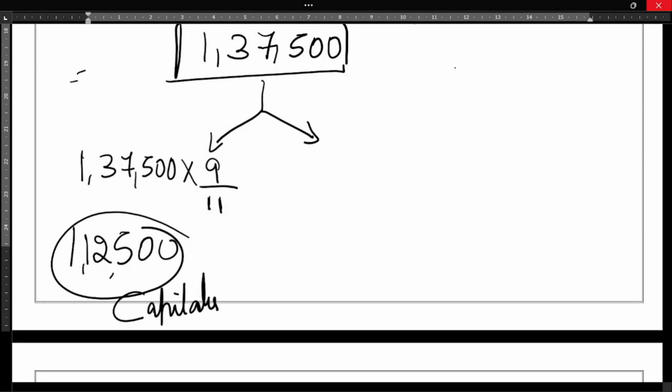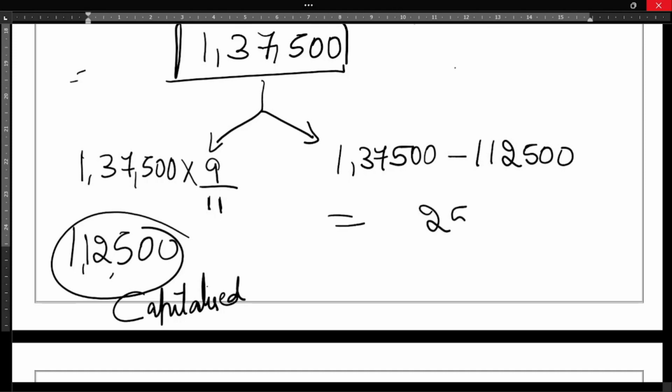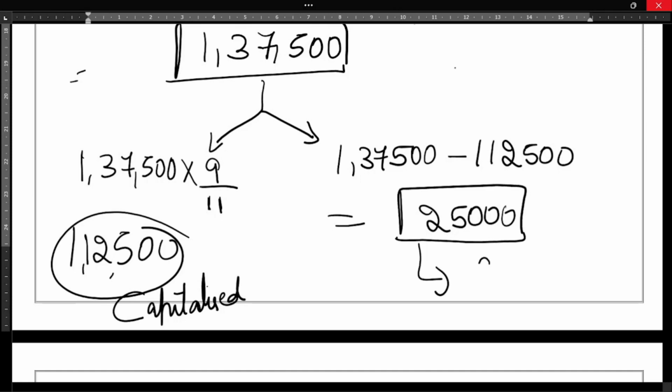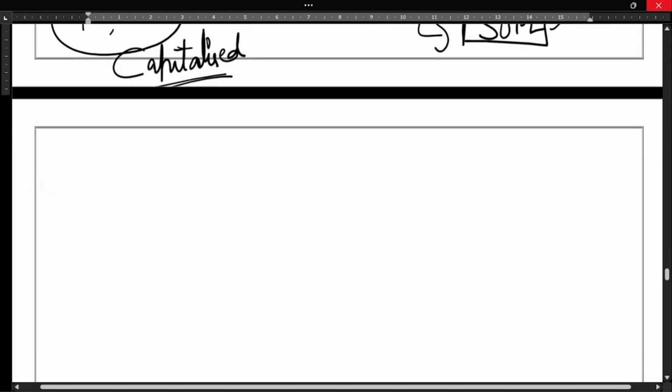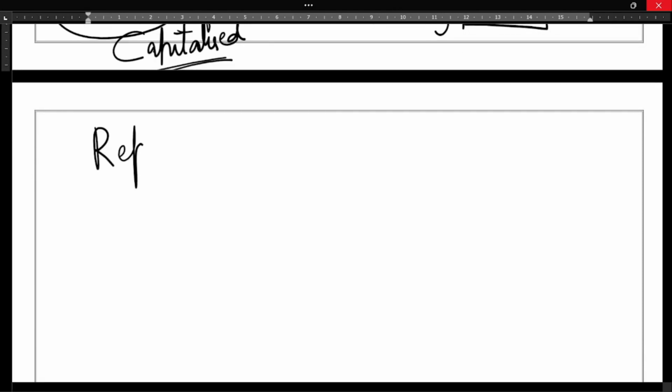Now the remaining amount, that is 1,37,500 minus 1,12,500, will give you a total of 25,000. So this 25,000 will go to SOPL, the statement of profit and loss account. It is not a capital borrowing cost. So borrowing cost capitalized is only this much. Clear? Now let us find out the reporting value of the asset.